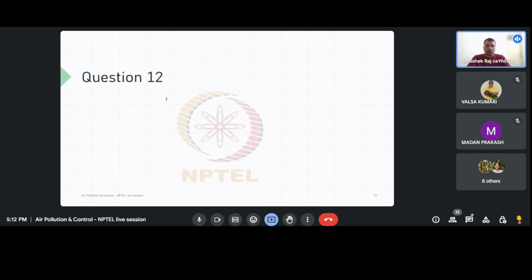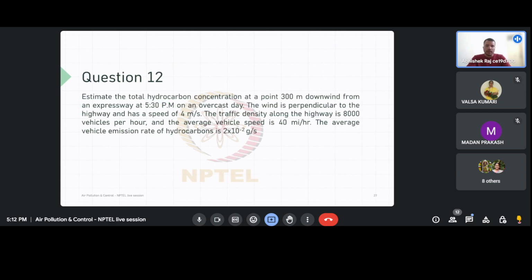Moving to next question. Question number 12. So numerical we have again. We have to estimate the total hydrocarbon concentration at a point 300 meters downwind from an expressway on an overcast day. The wind is perpendicular to the highway and has a speed of 4 meters per second. Traffic density has been given along the highway, which is 8,000 vehicles per hour. Average vehicle speed is 40 miles per hour. Average vehicle emission rate is given. It's 0.02 grams per second. The options are 32, 42, 28, and 58, all in micrograms per meter cube.